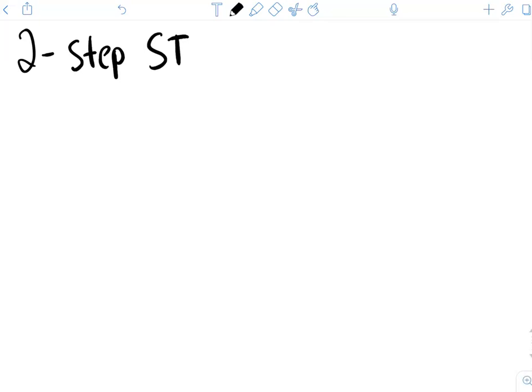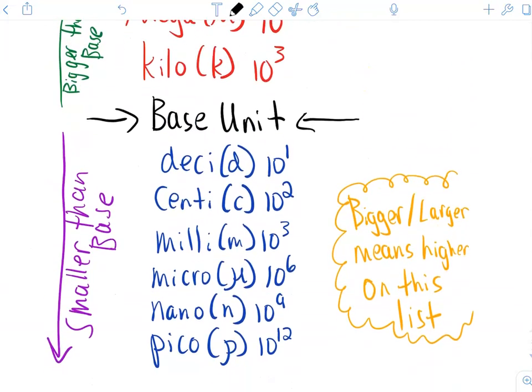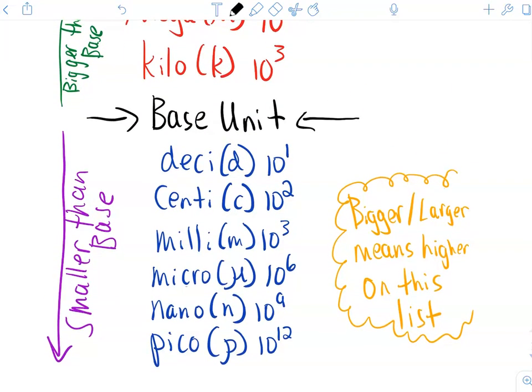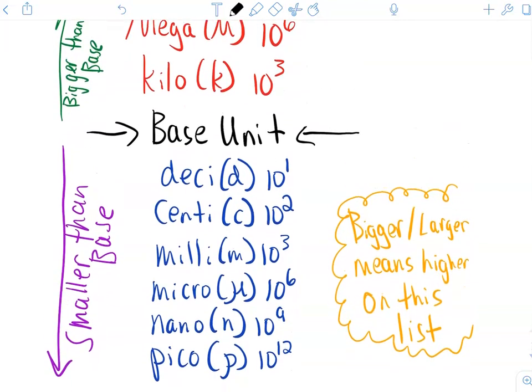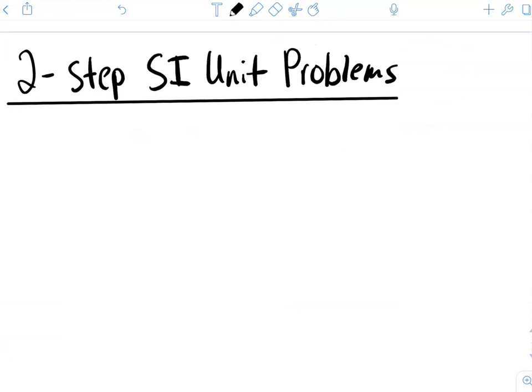SI unit problems. And what I mean by SI unit problems is going to be ones that you have your base unit of grams, liters, moles, whatever, and then you're using these specific prefixes. That's what I mean.